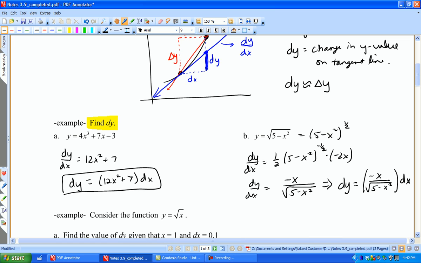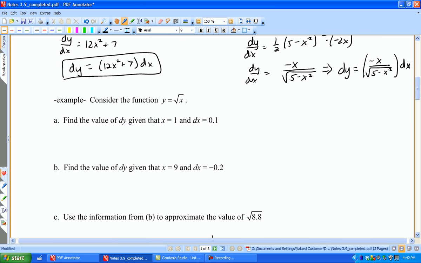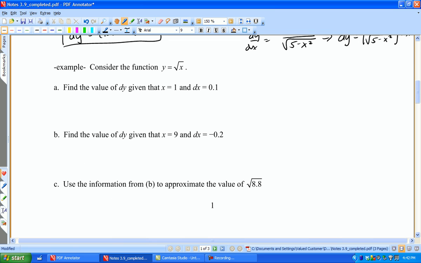Again, that's just called differential form. Okay, now what do we use these differentials for? Let me give you an example that will show you one way that we might use these. Consider the function y equals the square root of x.